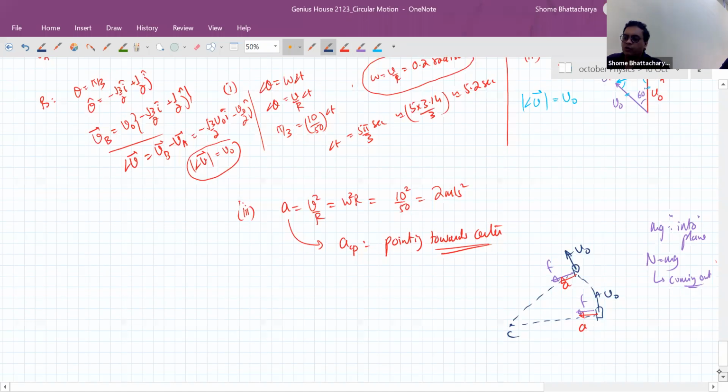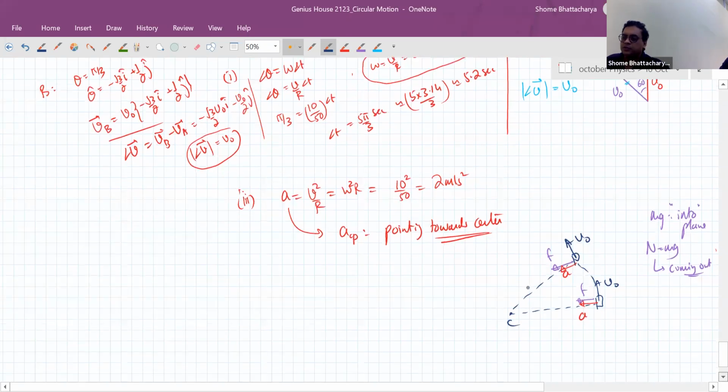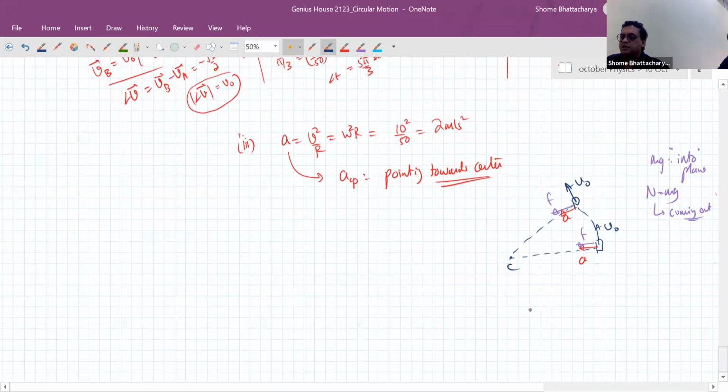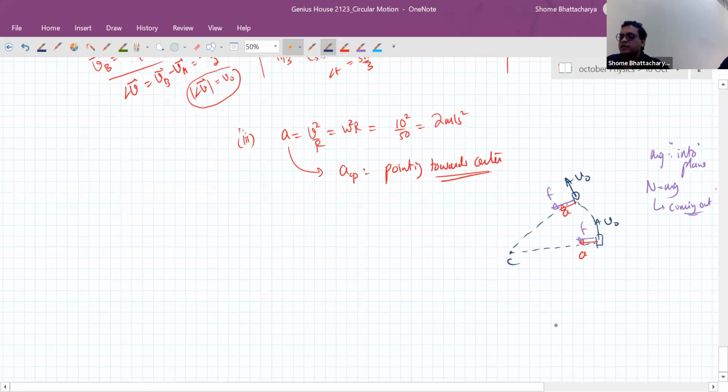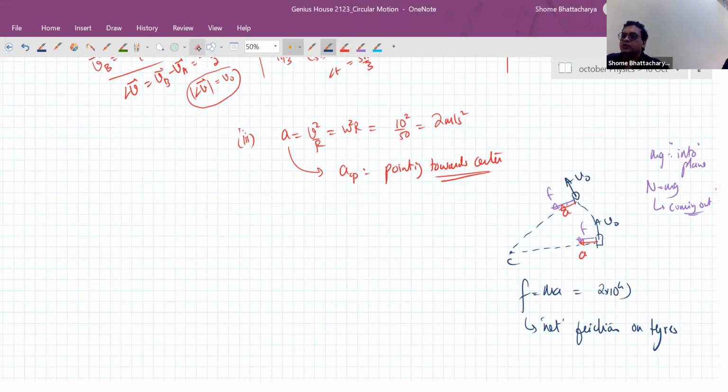But what we'll do is, friction acting here is equal to MA. So this will be the net friction on the tires. I think that was the last part of the question. This net friction on the tires will become the mass of the car, which was 2 tons, 2000 kilograms, into the acceleration. So the magnitude of the frictional force will always be 4 into 10 raised to 3 newtons, or 4 kilonewtons.